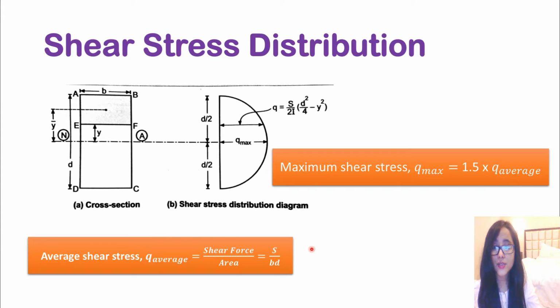Now to find Q average, the average shear stress, it is equal to shear force divided by the area of this cross section. Shear force is denoted by S. Whatever force is given in the question, that force divided by area. The B and D of the cross section are given, so from there you get the area. So this will be the basic formula. Now let us see the first numerical.